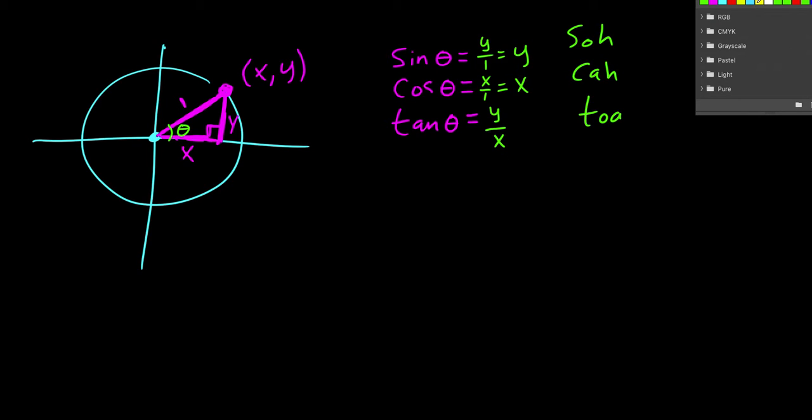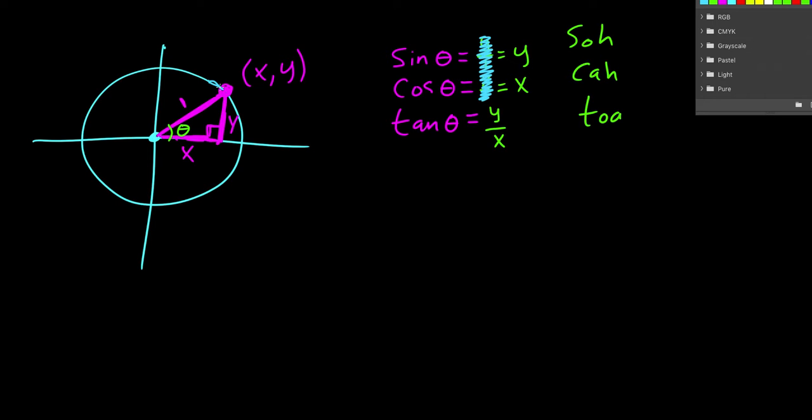Now you're going to want to just memorize that. So I'm going to get rid of these things in the middle. Sine is y, cosine is x, tangent is y over x. That's going to help us a lot with any trig stuff that we run into with the unit circle.